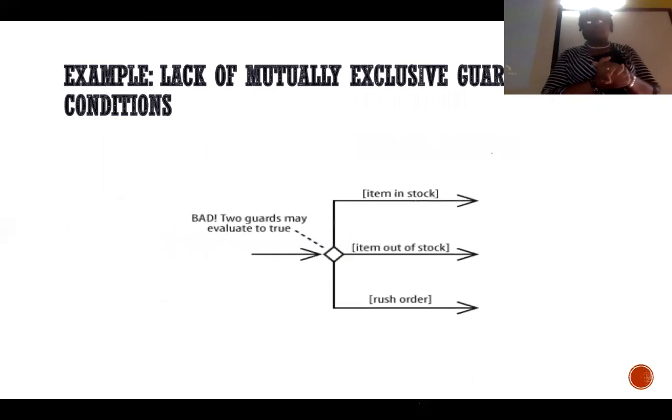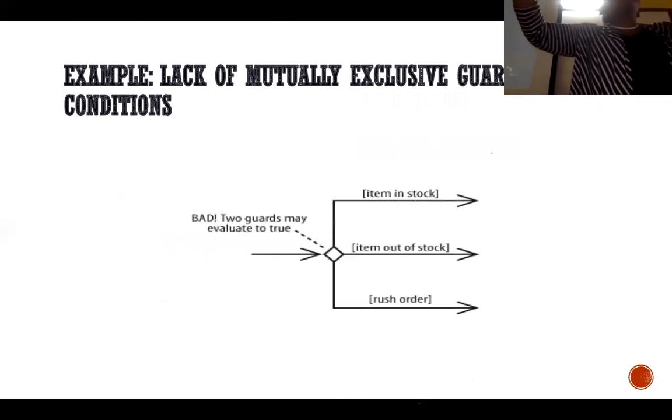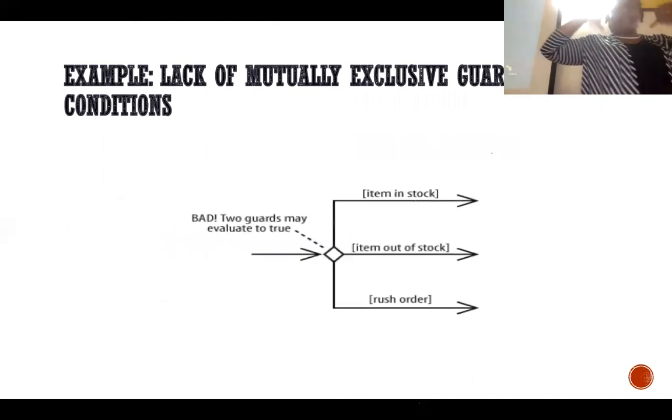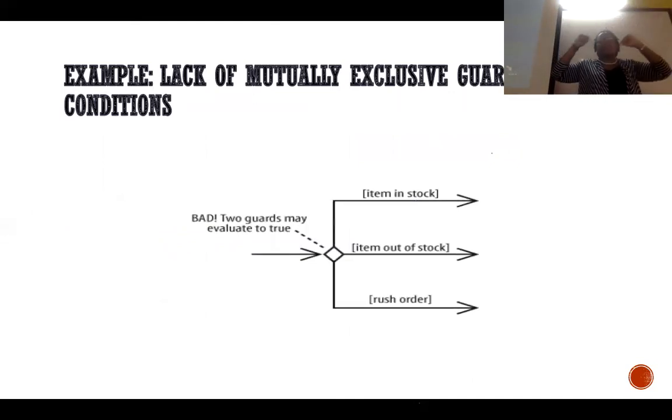What's wrong with this one? Sorry, I keep forgetting that you're not seeing the slide. Everybody can see it online, right? So look at the next slide, the slide that has item in stock, item out of stock, rush order. Can you see that? Yeah.